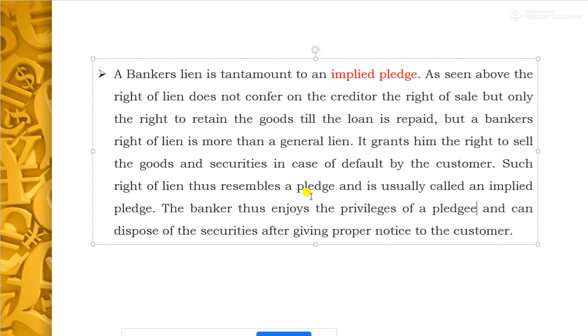So as far as the banker is concerned, the right of lien will be giving him not only the right to retain the property, but also the right to sell the property in case there is any default on the part of the customer. So this is equal to a pledge, and that is why it is called implied pledge. So therefore, the banker enjoys the privileges of a pledgee and can dispose of the securities after giving a proper notice to the customer. So this is the second feature, that is the banker's lien is equal to an implied pledge.